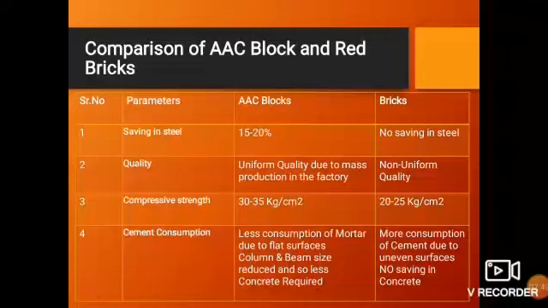The parameters are, saving in steel. For AAC blocks it is 50 to 20% saving, and in bricks there are no savings in steel. The quality of AAC blocks is uniform due to mass production in the factory, and for bricks there is no uniform quality. The compressive strength is 30 to 35 kg per centimeter cube for AAC blocks, and for bricks it is 20 to 25 kg per centimeter cube.